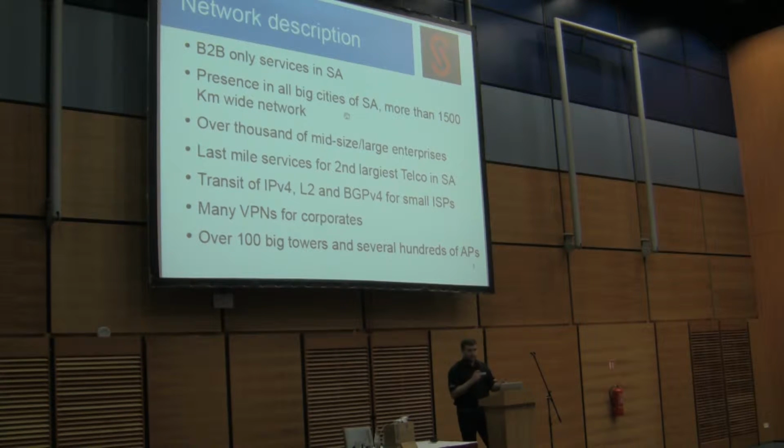Also, we provide last mile service for the second largest telco in South Africa. So it's a large telco company which has own fiber network, but somewhere they do not have fiber, and they ask us to bring the last mile through wireless to them and provide them layer 2 connectivity. And they provide services to end users. Also, we have many small ISPs who are using our network, and we provide transit of IPv4, also layer 2 and BGPv4 for these customers. Because we work with corporates, they request VPNs from us, and we give them these VPNs. And we have over 100 really big towers, a lot of small towers, and hundreds of access points, and a lot of point-to-point links.